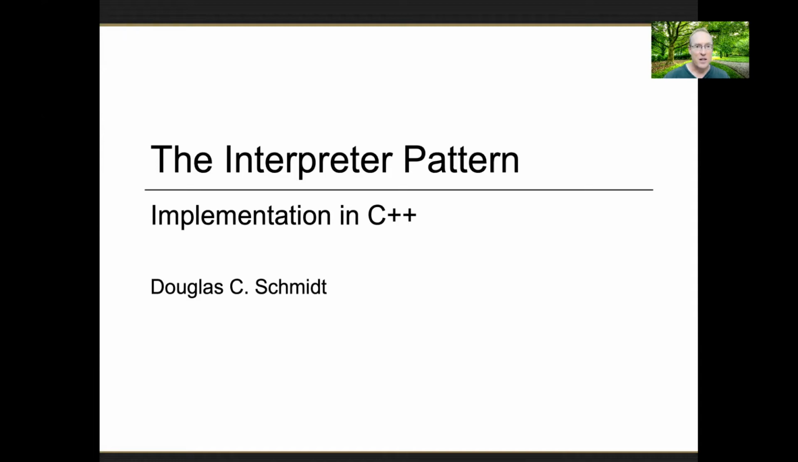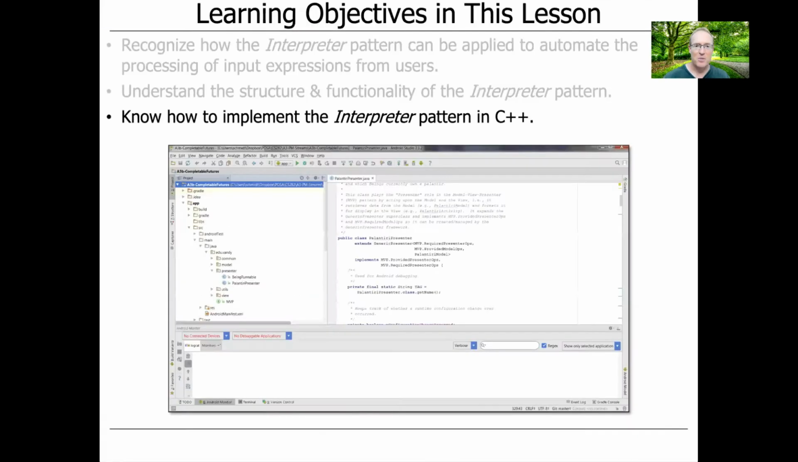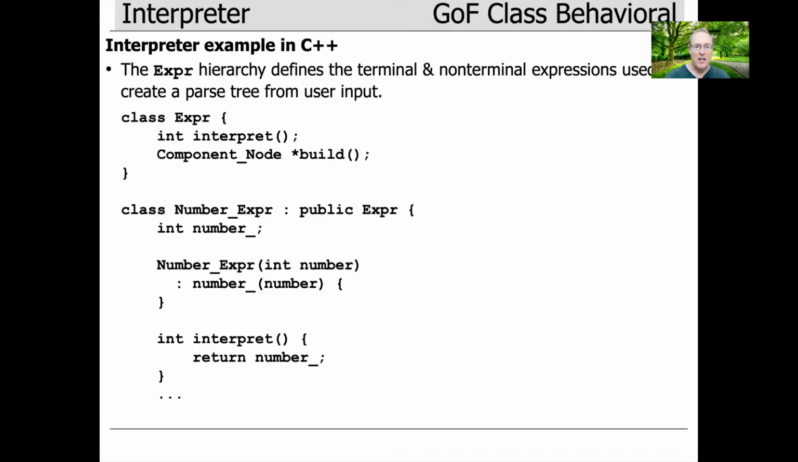Now that we've discussed the motivation for and the structure and functionality of the interpreter pattern, let's go ahead and take a look at its implementation in C++. We'll start by taking a look at the expr hierarchy, which is an inherited set of classes that define the terminal and non-terminal expressions used to create a parse tree from the input provided by the user.